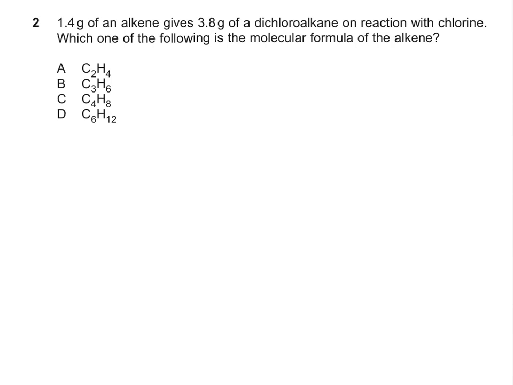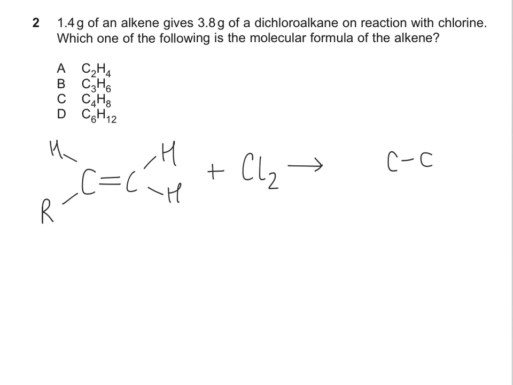How we work this one out is that we know that any alkene, so we'll give it the general formula, has to have a C=C double bond. And then R can be any alkyl chain, or it could be hydrogen itself, which would make it ethene. When it reacts with chlorine, the chlorine adds across the double bond and gives us a saturated compound, which is the dichloroalkane. We can see that it's now saturated.